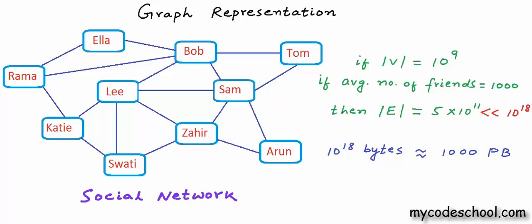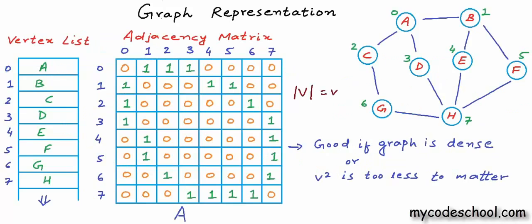This much data would never ever fit on one physical disk. 5 into 10 to the power 11 bytes, on the other hand, is just 0.5 terabytes. A typical personal computer these days would have this much storage. So as you can see, for something like a large social graph, adjacency matrix representation is not very efficient.